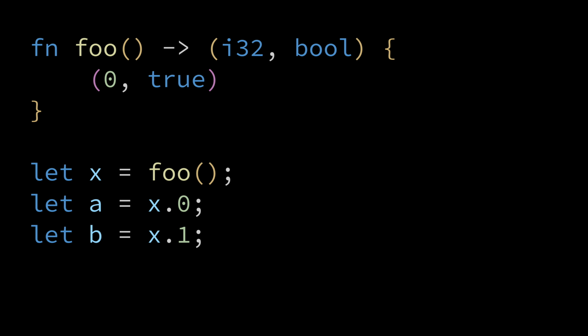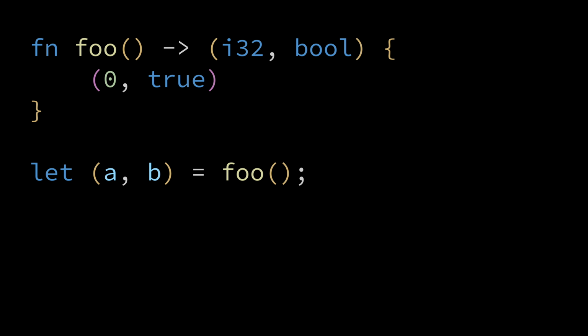it's often more convenient to destructure a tuple into its individual fields. So now we have a single let statement with a tuple pattern that creates the two variables a and b. A is assigned the integer and B is assigned the bool directly from the tuple.